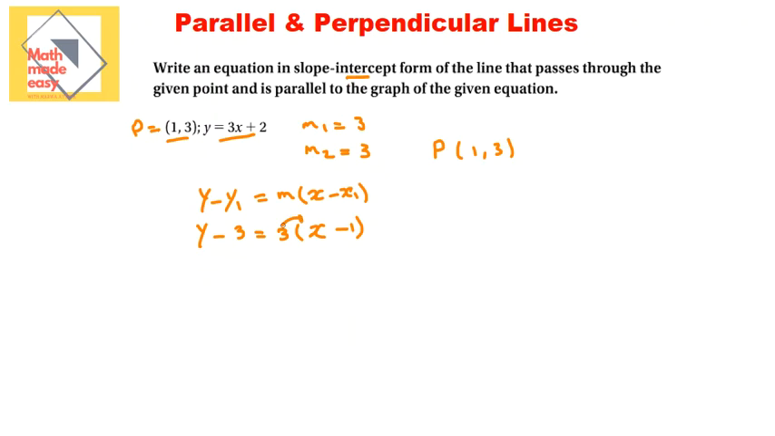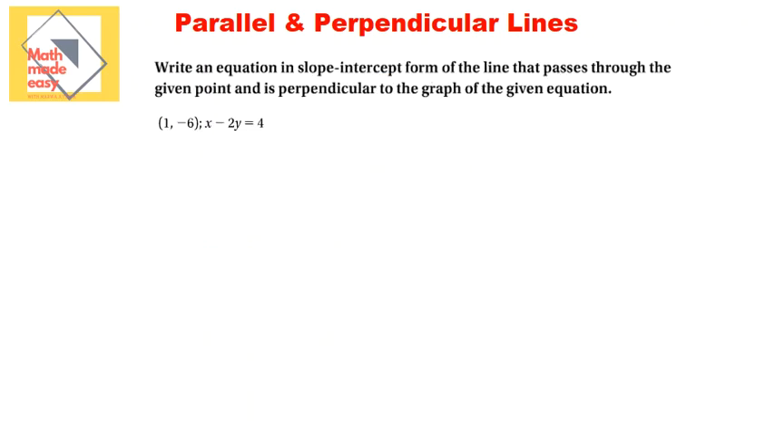So the first thing you're going to do is the distributive property. So you get y minus 3 equals 3x minus 3. I'm going to add 3 to both sides. You'll get that y equals 3x, and this is the equation of the line parallel to the given line and passes through this point. What if I'm asked to find perpendicular lines? This is our last example.